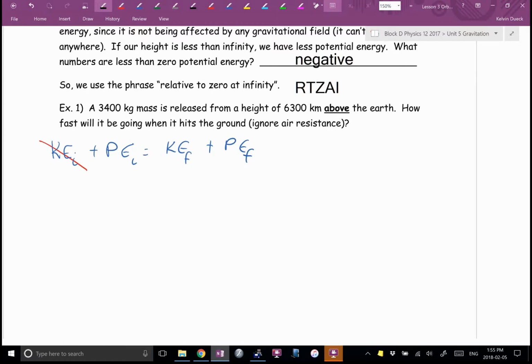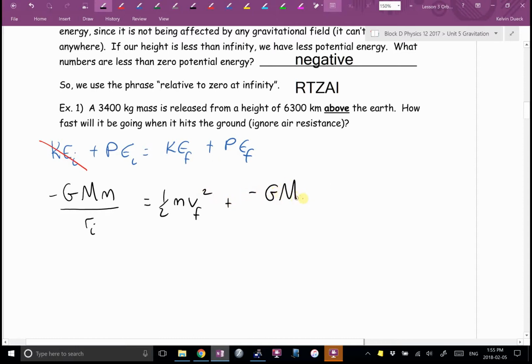Are we in outer space, Spencer? Say yes. So we have to go cosmic. It's going to be negative big G, big M, little m over R initial. There's potential energy initial, equals a half little m V final squared plus negative big G, big M, little m over R final.